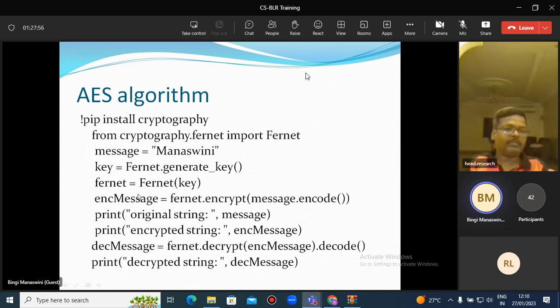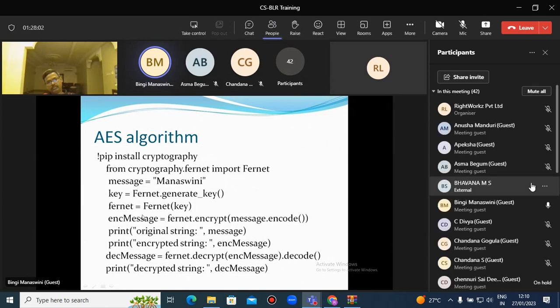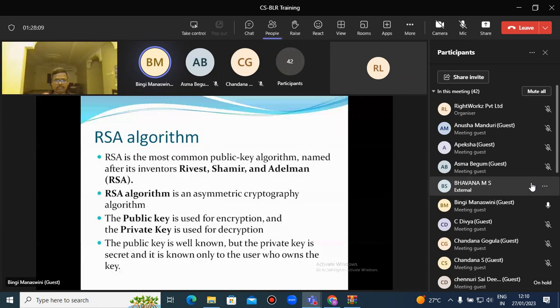Now we go for the RSA algorithm. It is a common public key algorithm. It is also known as an asymmetric key algorithm because it uses a private key and a public key. The public key is used for encryption and the private key is used for decryption. It is named after its inventors, Rivest, Shamir, and Adleman. The public key is well known to others, but the private key is kept secret.